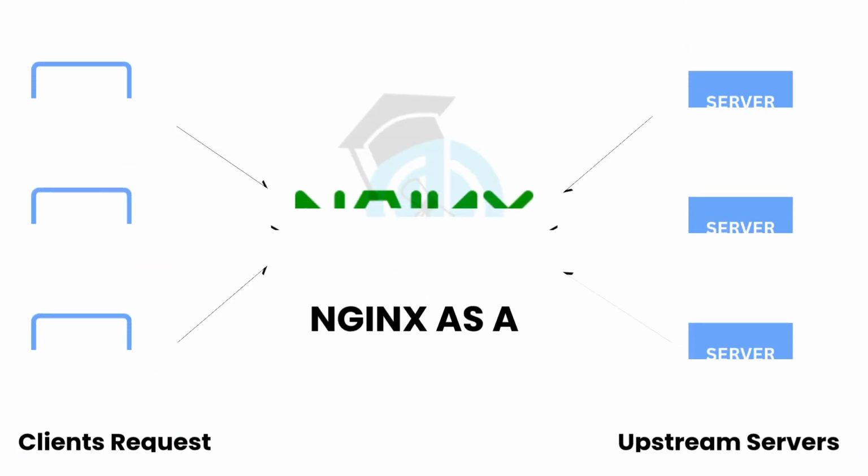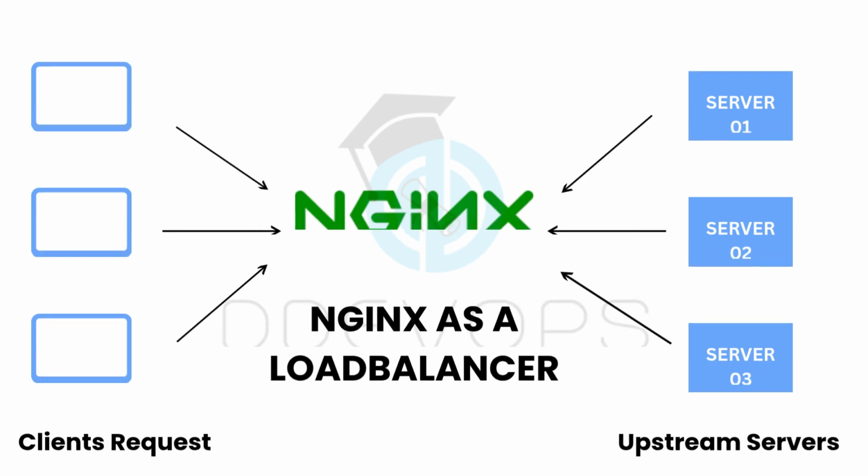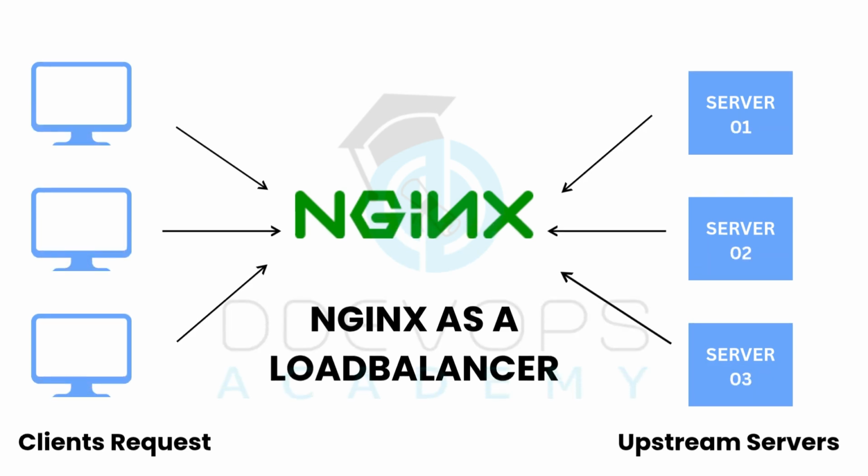This diagram shows Nginx acting as a load balancer. Client requests are received by Nginx, which then distributes them across multiple upstream servers, server 01, 02, 03, to balance the load. This ensures better performance, availability, and reliability for handling traffic.